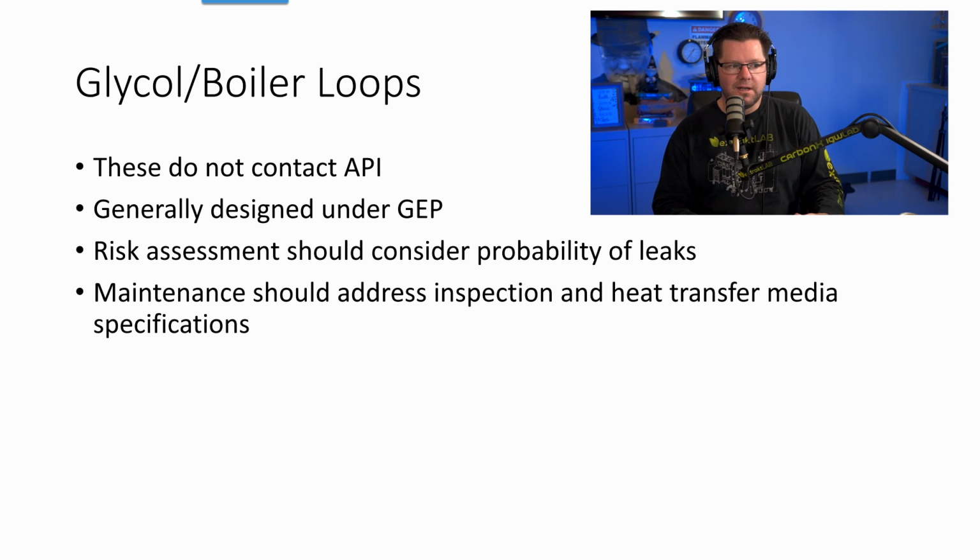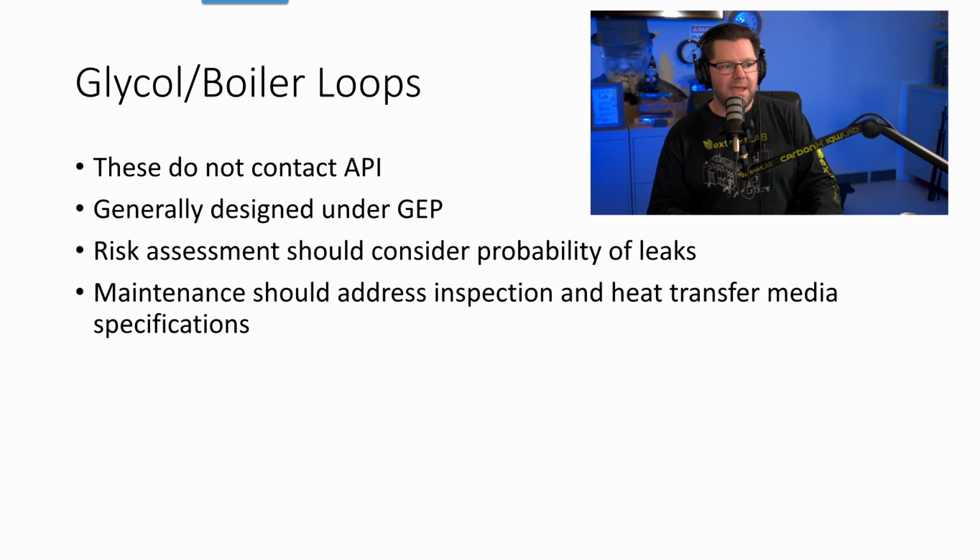Glycol boiler loops. Here's an example of something that typically is not direct impact. When I say loops, I mean like glycol piping, chilling piping, piping for process heating or something like that. They don't generally contact the API. One thing that you should do in your risk assessment, however, is address whether or not there's a probability of leaks. If there's a high probability of leaks, that glycol could get out and get near your product. If it's in a level 3 area and you have open glycol and you have your product, you could have contamination that way. You typically don't want to have glycol in your end product.